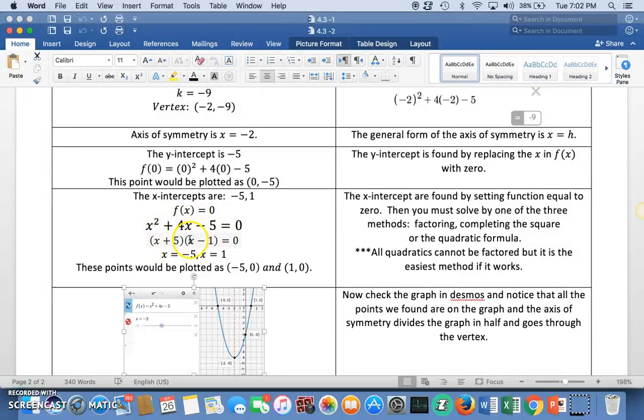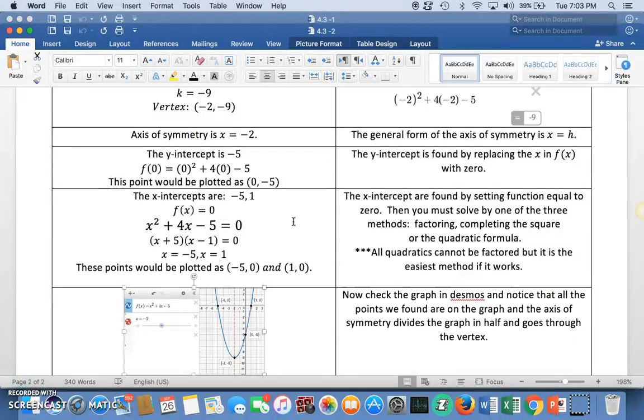If you FOIL that back together, first terms, outer negative x, inner positive x, gives you the 4x in the middle, and last terms, plus 5 times negative 1, negative 5. Your x's then are negative 5 and 1. Those are your x-intercepts. Those are the points. You could have done this by completing the square, it wouldn't have been terribly difficult, or the quadratic formula. But factoring to me is the easiest.